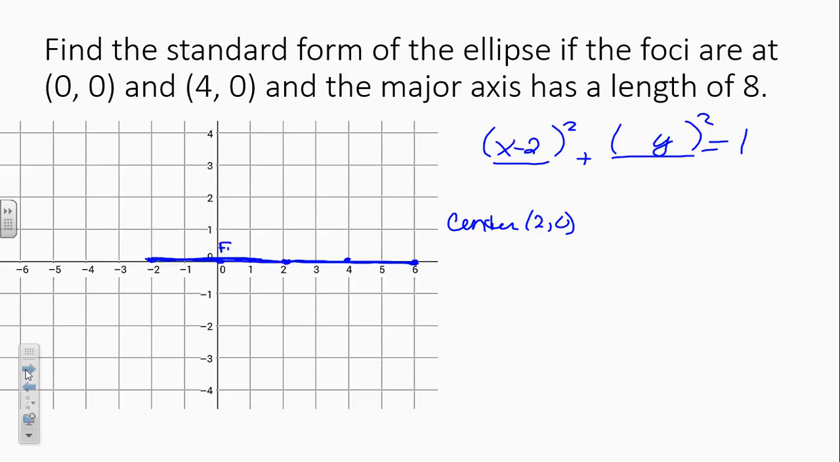All right, so this was F1, F2, center. So now we know our vertices, don't we? Okay. Horizontal or vertical? Horizontal. So which one gets our a squared under the x? And we know that a is the whole length is 8. So a is 4, and a squared is 16, so 16 goes beneath the x minus 2 quantity squared.